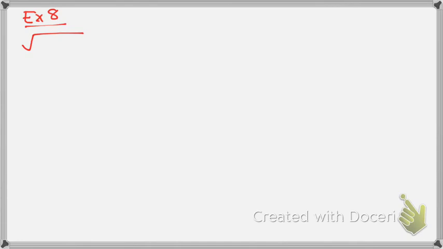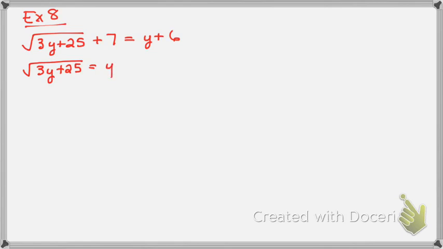Let's say we have the square root of 3y plus 25 plus a 7 that's not underneath the square root equals y plus 6. Okay, what next? What would I do here? I wouldn't square everything yet because you have 2 terms on this side. Let's put the 7 over here so I have just the root on this side. So that'll be what, y minus 1? Everybody good with that?